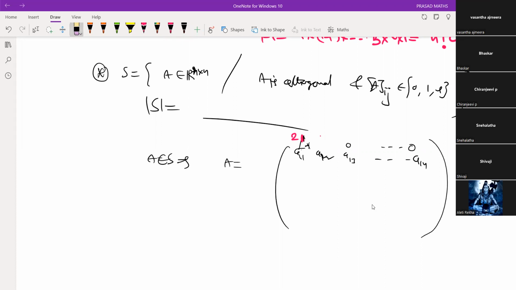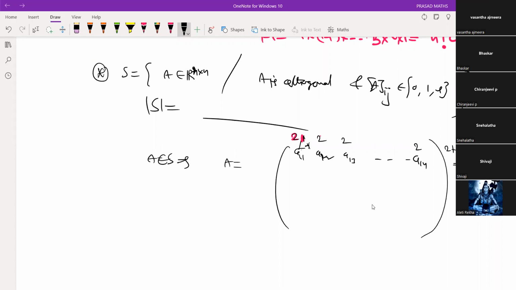Understand? So this work can be done. This first row can be filled in 2 ways. That means 2 plus 2 plus 2 plus 2 ways. Because my work is to fill the first row, not the second row right now. First row only. My work is to complete only that.